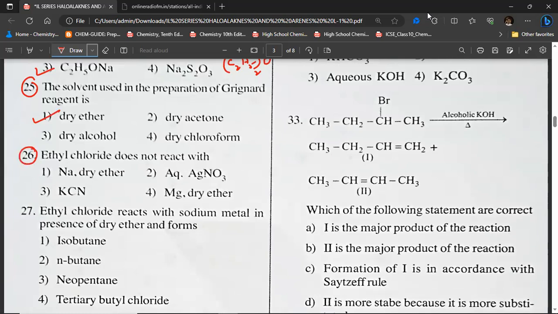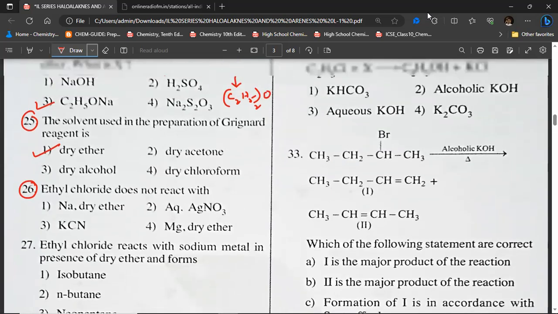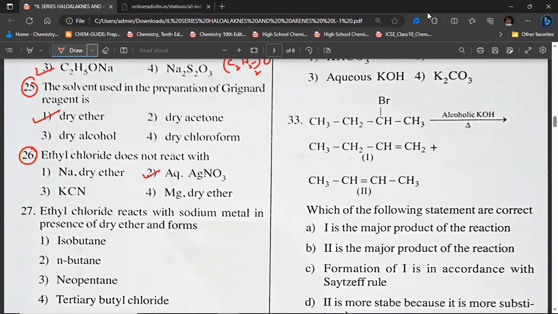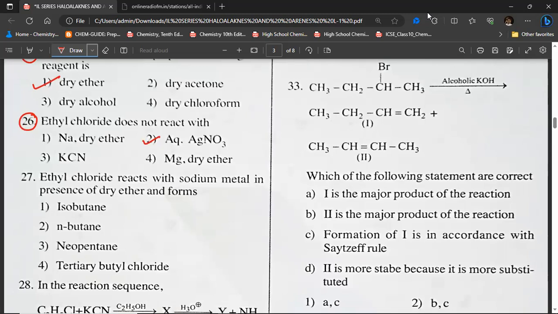Next, 26th, ethyl chloride usually does not react with aqueous AgNO3, but it can react with aqueous KOH and all these things. So for 26, the second option is the right option, whereas the other things it will react with, because sodium and dry ether, potassium cyanide, magnesium and dry ether, all will react. Only with aqueous AgNO3, ethyl chloride gives no reaction.